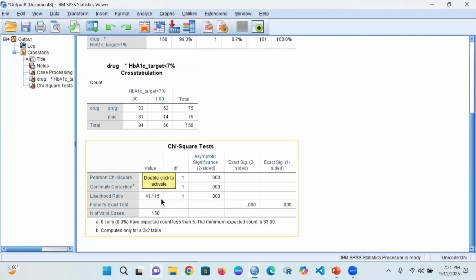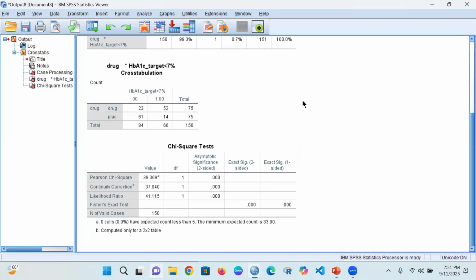When you go now to the chi-square tests, the Pearson chi-square is 39.079, when you round off, with a degree of freedom of 1. The Fisher's exact test also has a p value, the significance, of less than 0.001. So that means there is a significant difference in proportion.